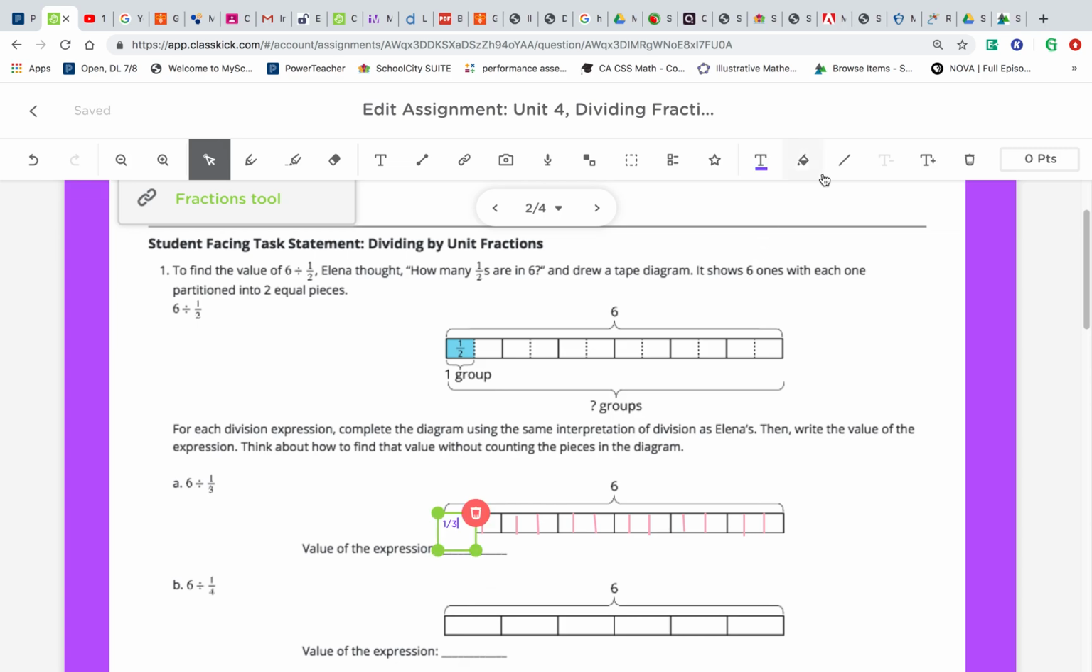Oops, I need to change the background out. We want no background. All right, so you can see here then that 1/3 is the size of each piece. So if we were to go through and count how many pieces there are, let's go ahead and do that. 1, 2, 3, 4, 5, 6, 7, 8, 9, 10, 11, 12, 13, 14, 15, 16, 17, 18. There we have it. So the value of the expression would have to be 18. In this case, we have no idea what the units are or what it's about. It's just 18 for now.